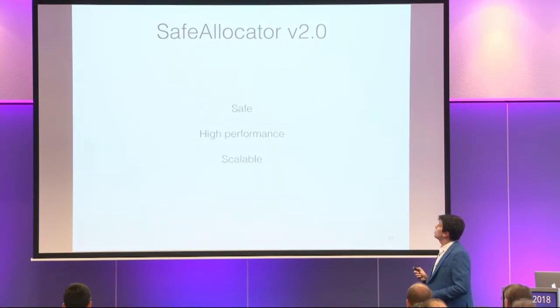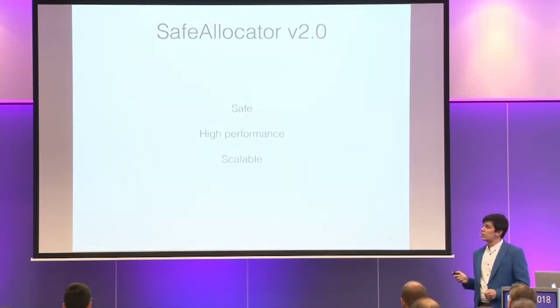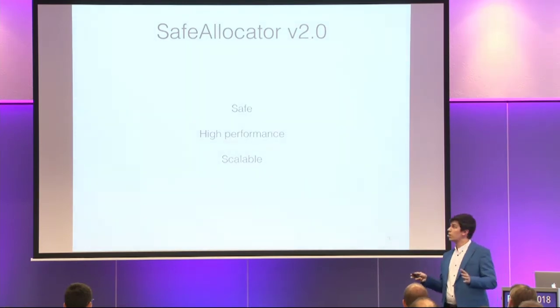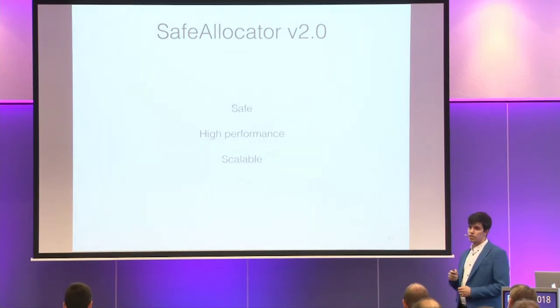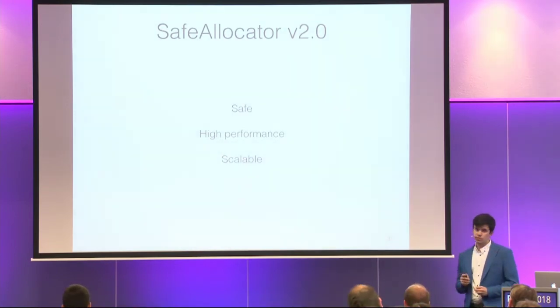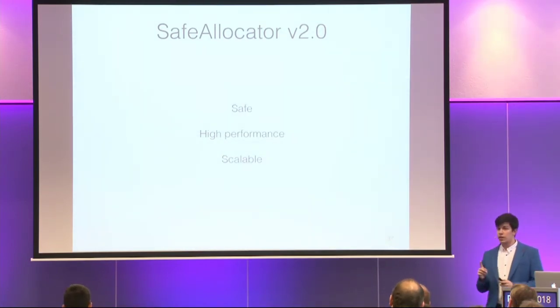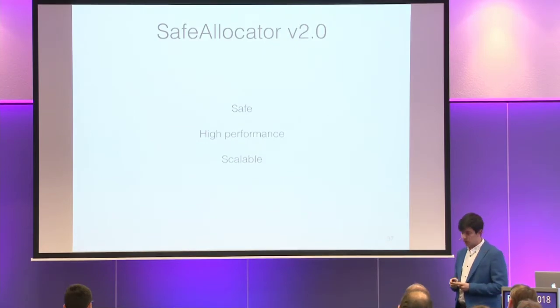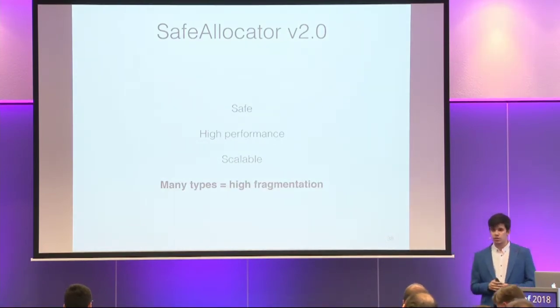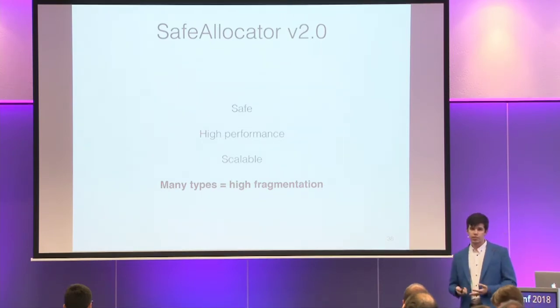So the second iteration is still safe, with a different safety guarantee, but we're not corrupting our memory. As we will see in later benchmarks, it will provide high performance and it's scalable. But this still has one problem. If our program has a lot of types, then most likely we'll have high fragmentation.